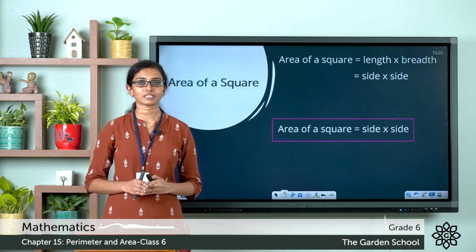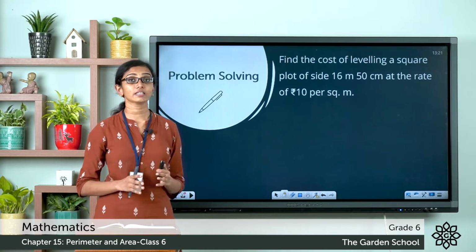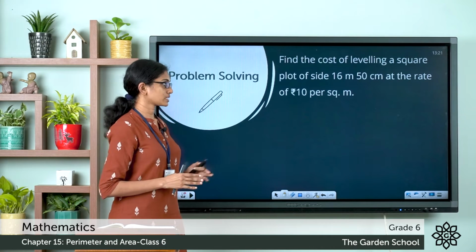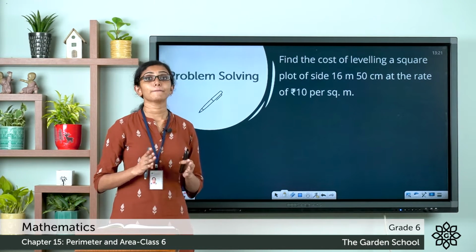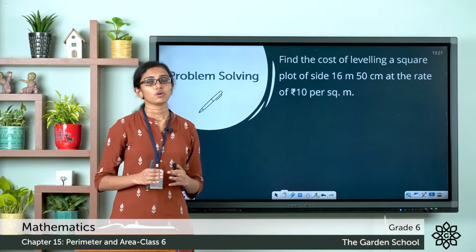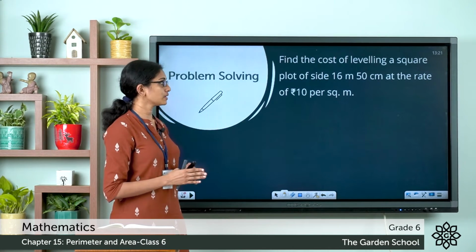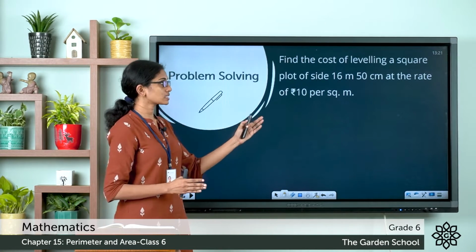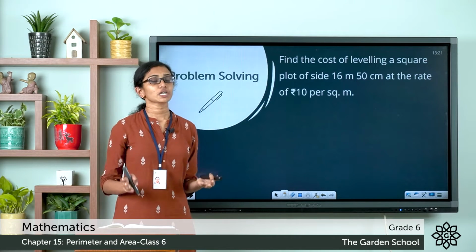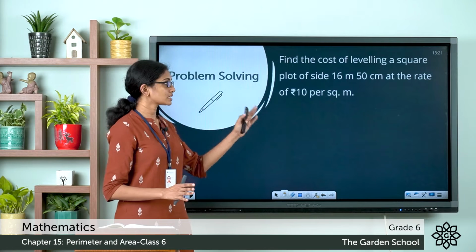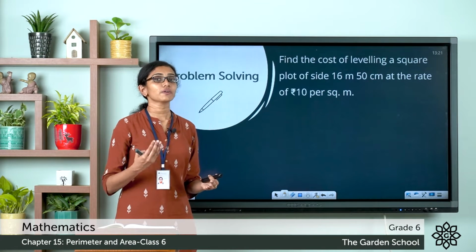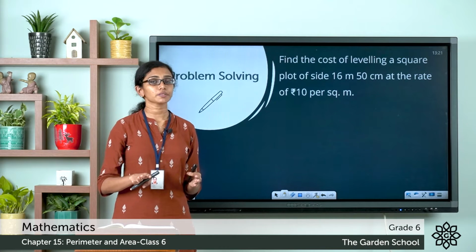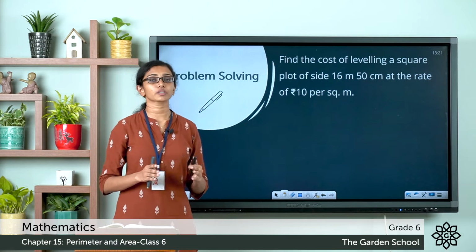Now let's see an example question. Find the cost of leveling a square plot of side 16 meter 50 centimeter at the rate of rupees 10 per square meter. Now, what is the question? Here we are given a square plot and the length of its side is equal to 16 meter 50 centimeter. So all the four sides are of the same length and each side measures 16 meter 50 centimeter. We need to find out the total cost for this process. It is given that the cost for leveling up the plot per square meter is equal to rupees 10.